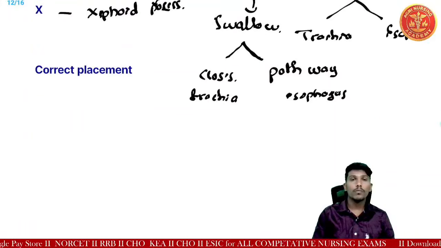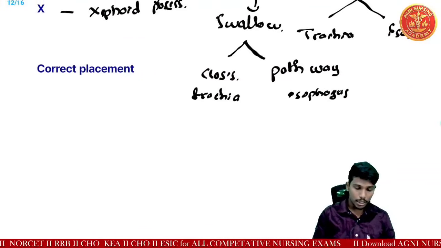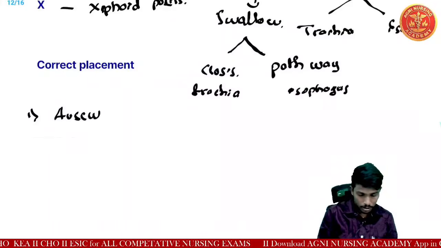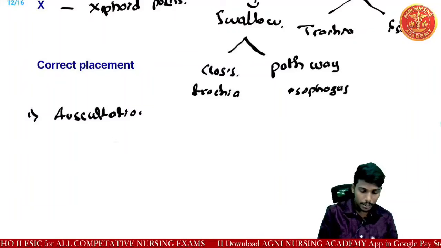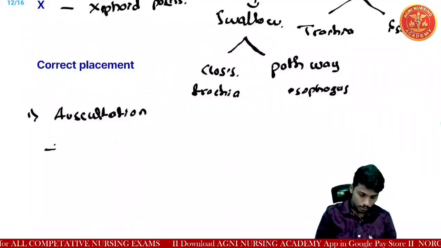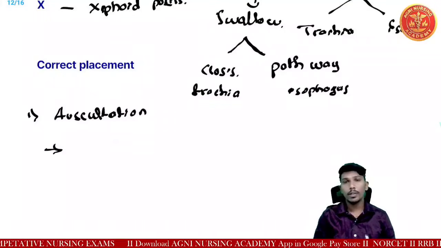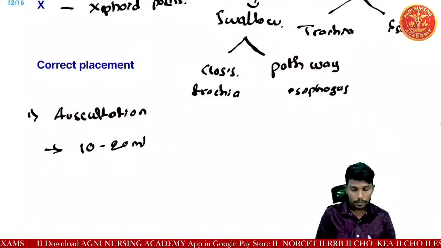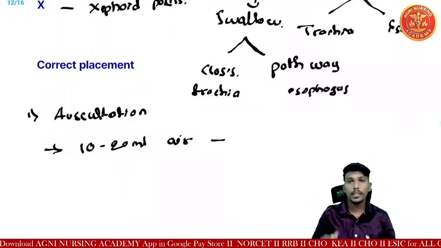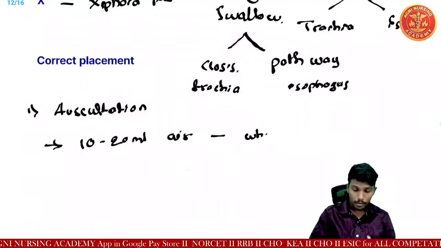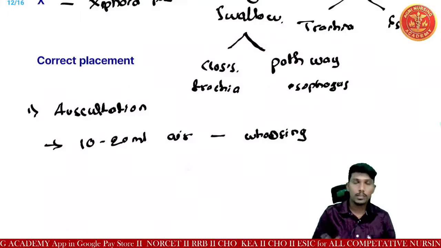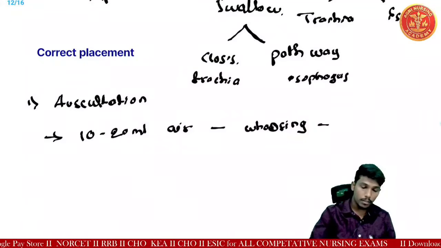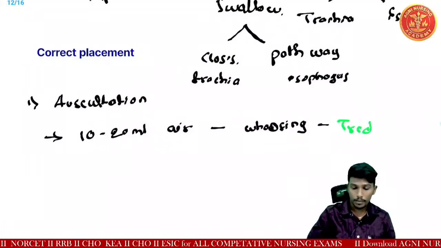Then how do you confirm the correct placement of this NG tube? There are three ways. First one, auscultation. How do you auscultate? Using a 10 to 20 ml syringe, we push 10 to 20 ml of air and listen for the sound of oozing. This is the old, traditional method. Remember this one also, the traditional method.